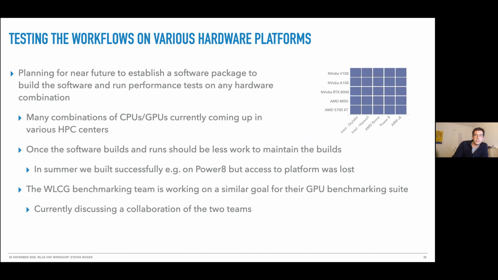Sorry, wrong direction. Now, just to flash quickly, another thing that we are doing is we are aiming now to run our workflows on as many platforms as possible. You can imagine this as a two-dimensional grid of CPU flavors versus GPU flavors. Of course, we want to run on the HPC centers, and there are many different flavors coming up. We are also working very closely with the WLCG benchmarking team, which would like to be able to test, and we would like to also test our performance on these different variations.